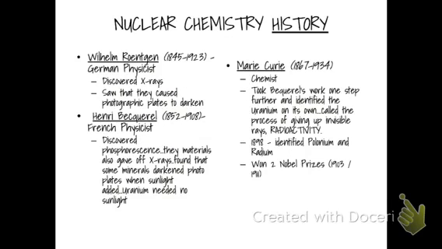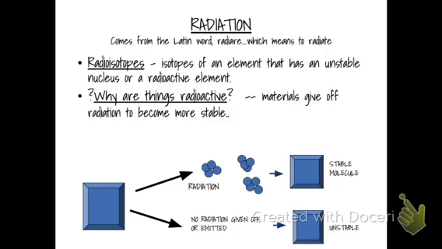So in the history of nuclear chemistry, you've got Wilhelm Röntgen, Henri Becquerel, and then Marie Curie. And if you read through all of those, they tend to roll one right after the other. Marie Curie actually did a lot with Henri Becquerel's work, and you can read that on your own, but it's interesting stuff.